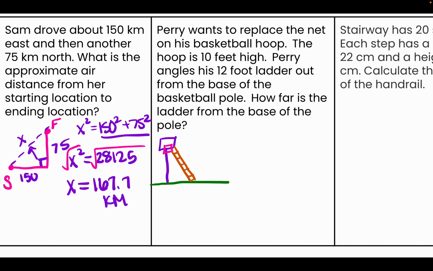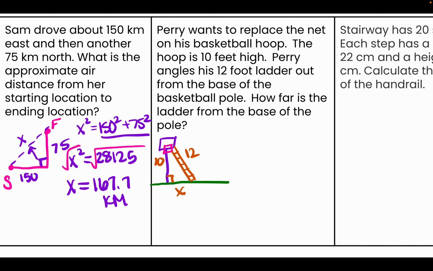Okay, there's my picture. So the hoop and the ground make a 90-degree angle, so a right angle. Our hoop is 10 feet high. The ladder is 12 feet long. And then we want to know how far the ladder is from the base of the pole.